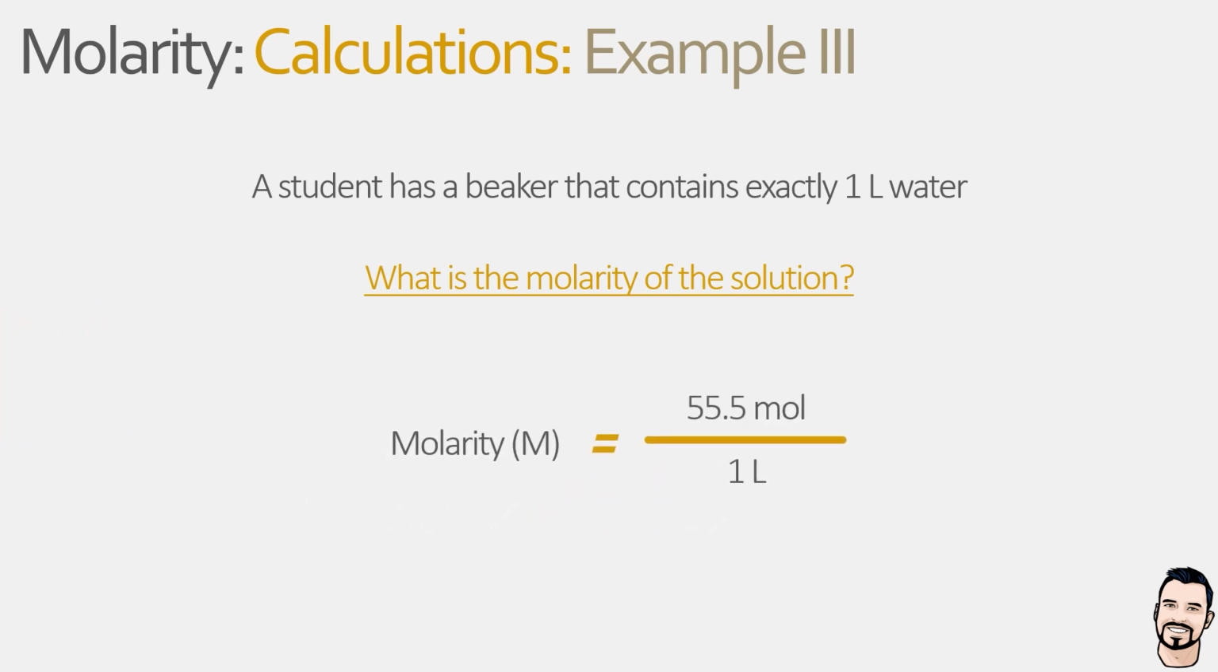We can now solve our molarity equation by dividing this 55.5 moles by our 1 litre, giving a value of 55.5 moles per litre, or a solution that is 55.5 molar. Now this value is quite interesting and it allows us to do some very interesting things in the world of chemistry, however that is for another day.